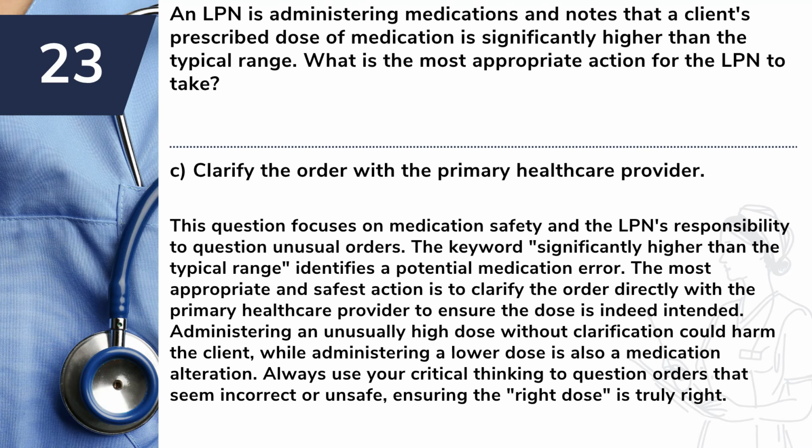Answer C. Clarify the order with the primary healthcare provider. This question focuses on medication safety and the LPN's responsibility to question unusual orders. The keyword significantly higher than the typical range identifies a potential medication error. The most appropriate and safest action is to clarify the order directly with the primary healthcare provider to ensure the dose is indeed intended. Administering an unusually high dose without clarification could harm the client, while administering a lower dose is also a medication alteration. Always use your critical thinking to question orders that seem incorrect or unsafe, ensuring the right dose is truly right.